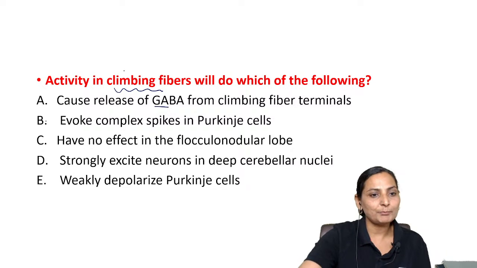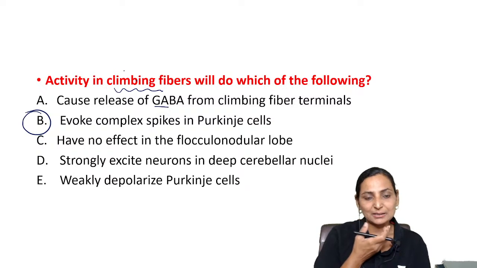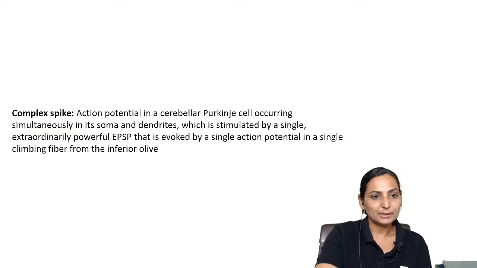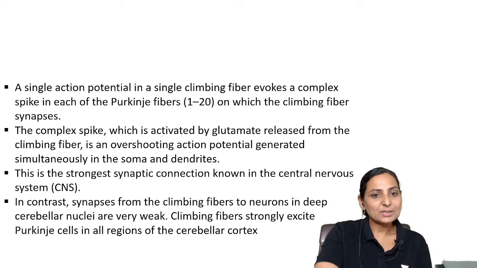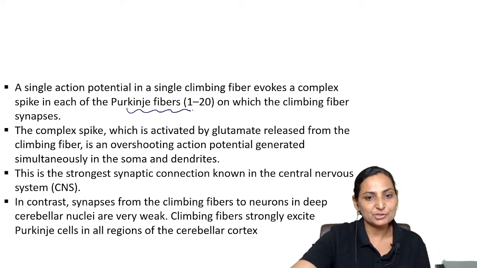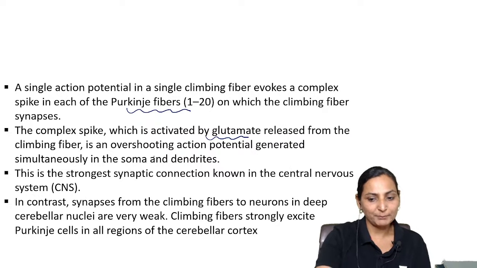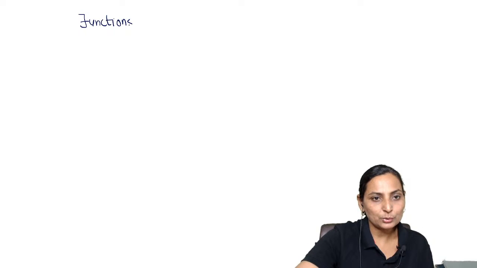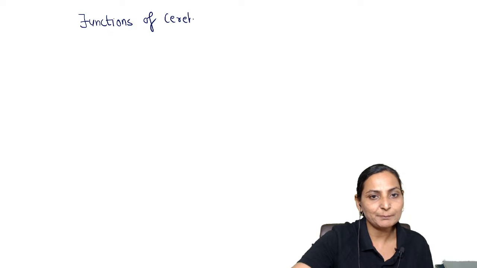Just now I told you that the complex spike is formed by the climbing fibers. So when the climbing fibers make a synapse, they form a complex spike in the Purkinje cells. A single action potential in the climbing fiber is going to evoke a complex spike in the Purkinje cell. The complex spike is activated by glutamate. Now, what is the role of this complex spike? We will try to understand when we study the functions of the cerebellum, when you want to enumerate the functions of the cerebellum.